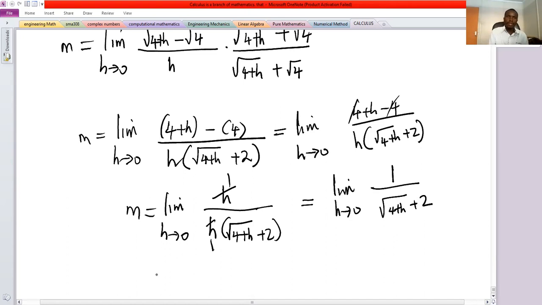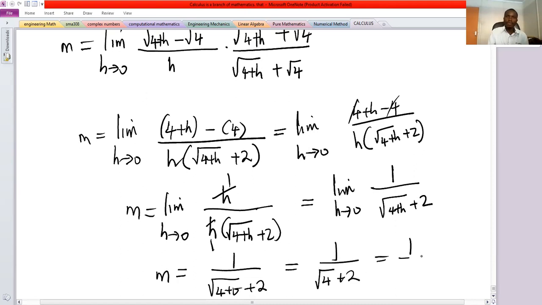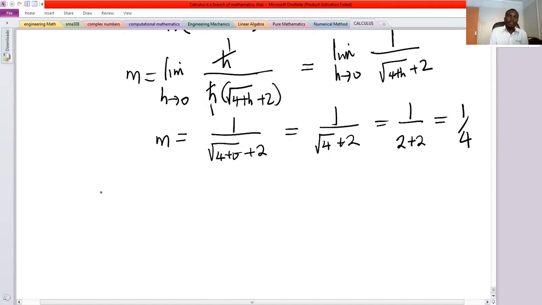So this step round, now direct substitution will work. So 1 over square root of 4 plus 0 plus 2, which is 1 over square root of 4 plus 2. Square root of 4 is 2, so 2 plus 2, which is 1 over 4. So m is 1 over 4.